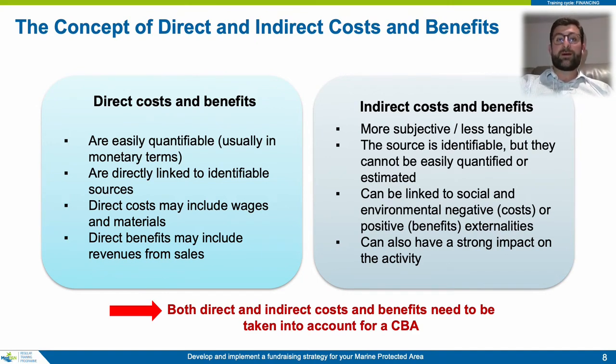Indirect costs and benefits are more subjective. Unlike direct costs and benefits, they cannot be easily quantified or estimated. They are more indirect impacts. For example, in the context of an organization, a drop in employee morale can be an indirect cost. In an urban forestry project, improved health of local communities due to better air quality is an indirect benefit. In a CBA, consideration of indirect costs and benefits is just as important as consideration of direct costs and benefits.